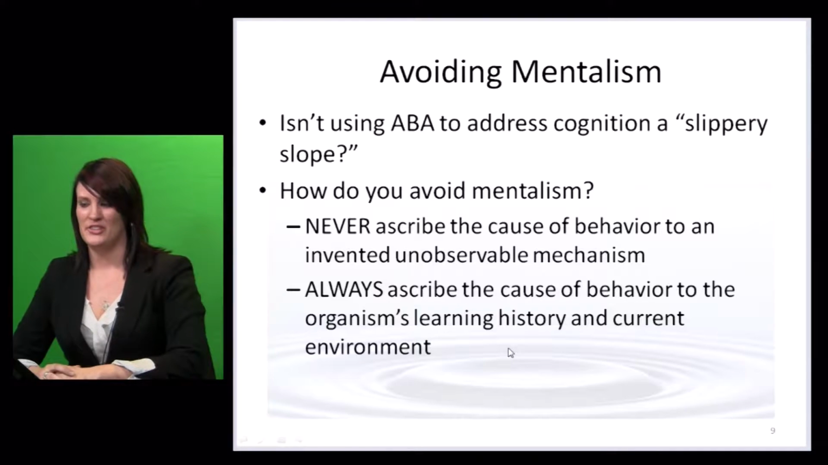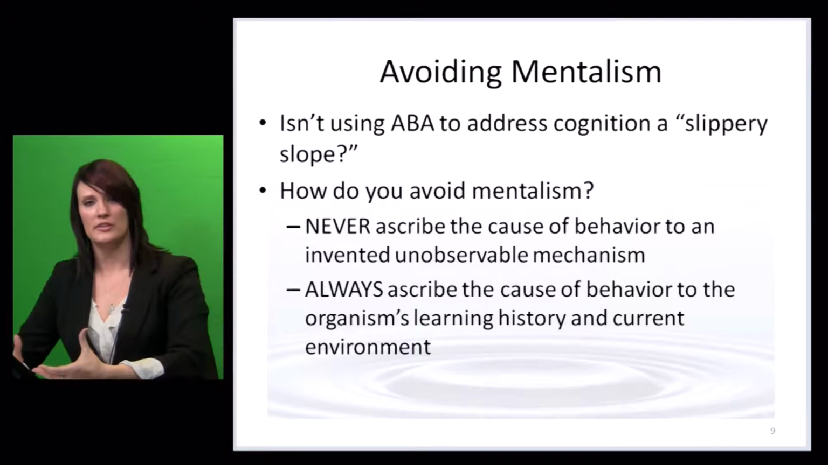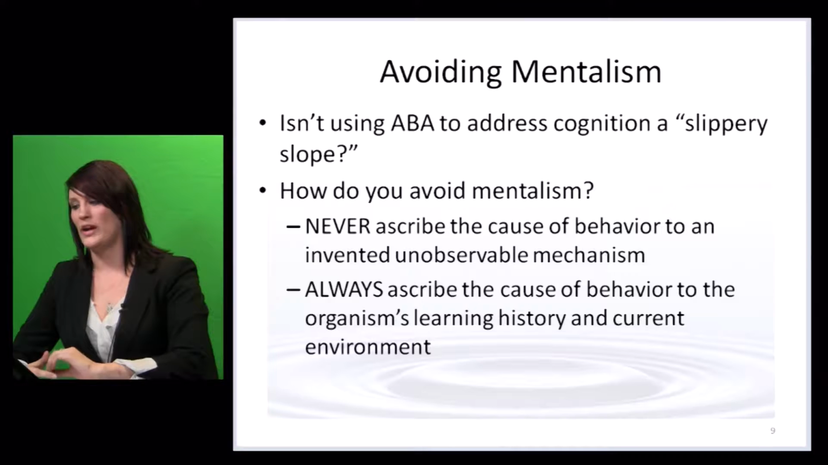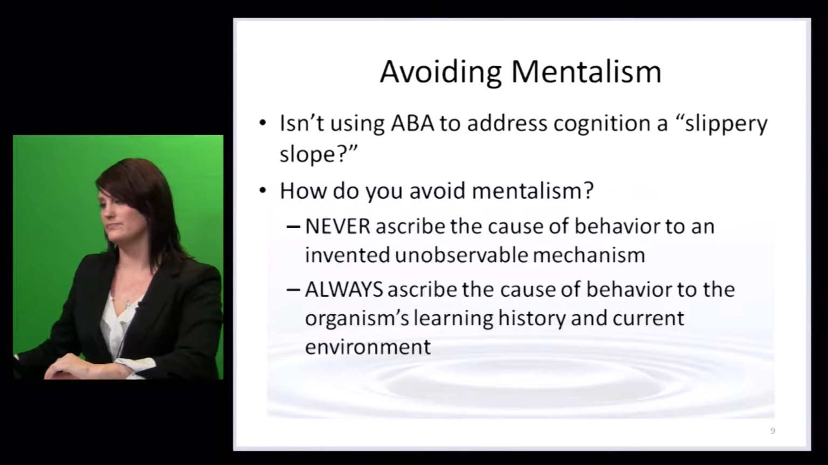You may be asking yourself right now, isn't using ABA to address cognition a slippery slope? Are we getting into something that will make us look more like a cognitive science or a developmental science? Well, here's a way to avoid mentalism. First, we never ascribe the cause of behavior to an invented, unobservable mechanism. We don't say that the cause of behavior is within the skin. We always ascribe the cause of behavior to the organism's learning history and current environment.